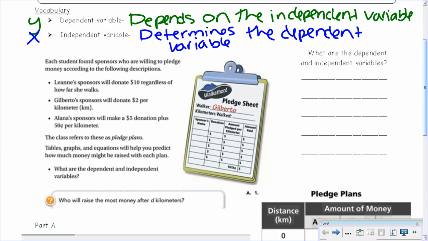Based on what Leanne, Gilberto, and Elena all just told us here, and their deals that they made with their sponsors, what would our dependent and independent variable be, Lily? Well, the money that they make depends on how much they walk. Exactly. Did everyone hear how she said that? She said the money they, say it again, the money they make depends on how far they walk. You can't determine how far you walk without the money, or you can't determine the money without knowing how far they walk.